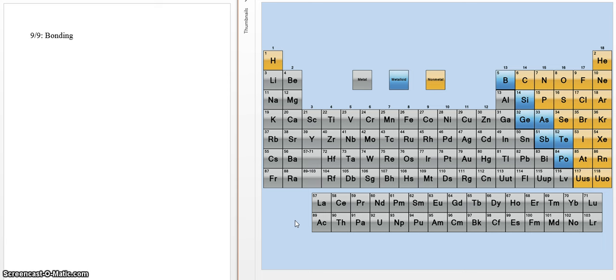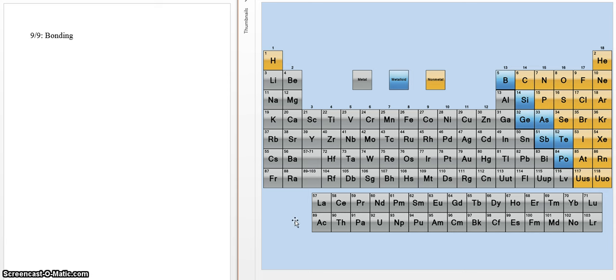Now here's a periodic table. When you look at bonding, it's important to know what kinds of atoms you are putting together, because that will give you a clue as to what kind of bond you have.